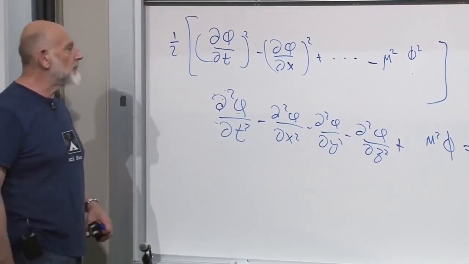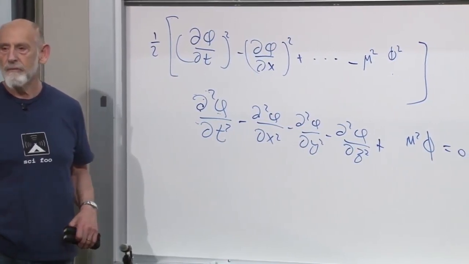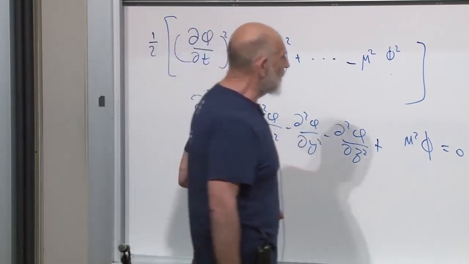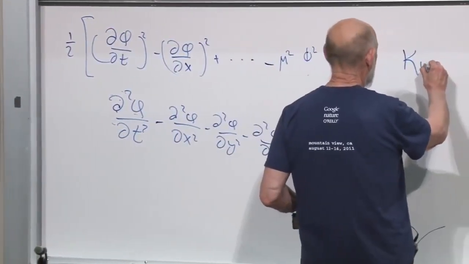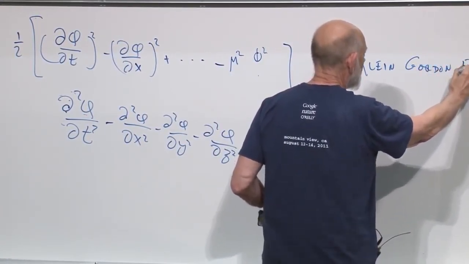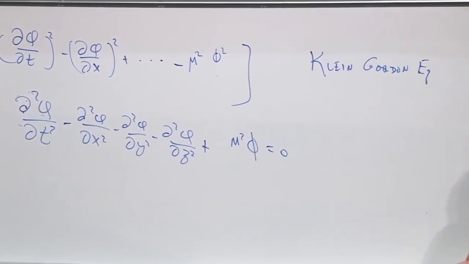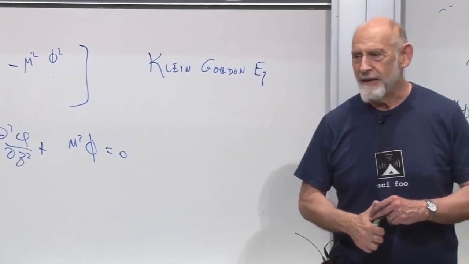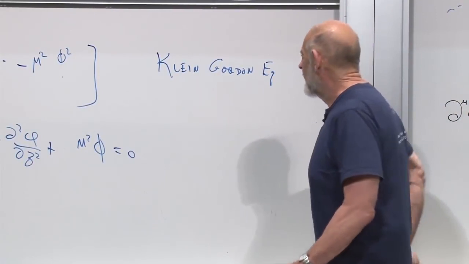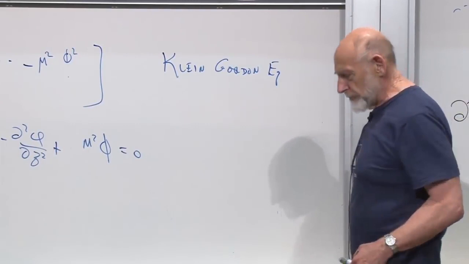It has a name. Anybody know what the name of this equation is? No? The Klein-Gordon equation. Yeah. This is the Klein-Gordon equation. Klein and Gordon, I don't know if they were connected with each other or not, but I have a feeling Klein was a German and Gordon was probably a Brit, so they probably were not collaborating. But in any case, in some combination or another, they wrote down this equation.